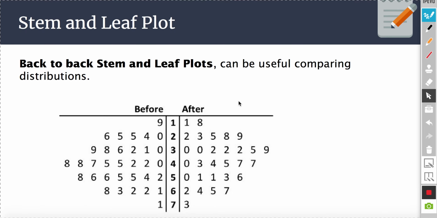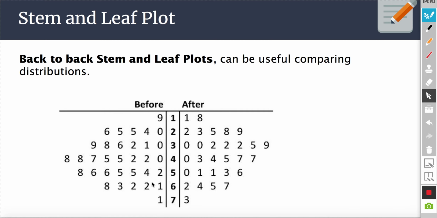Here is an example of a back-to-back stem and leaf plot. Notice that in a back-to-back stem and leaf plot, it's actually relatively easy to compare distributions. It looks like before whatever the treatment was, we had a display that looked like this. And then after the treatment, we have a display that looks like this.